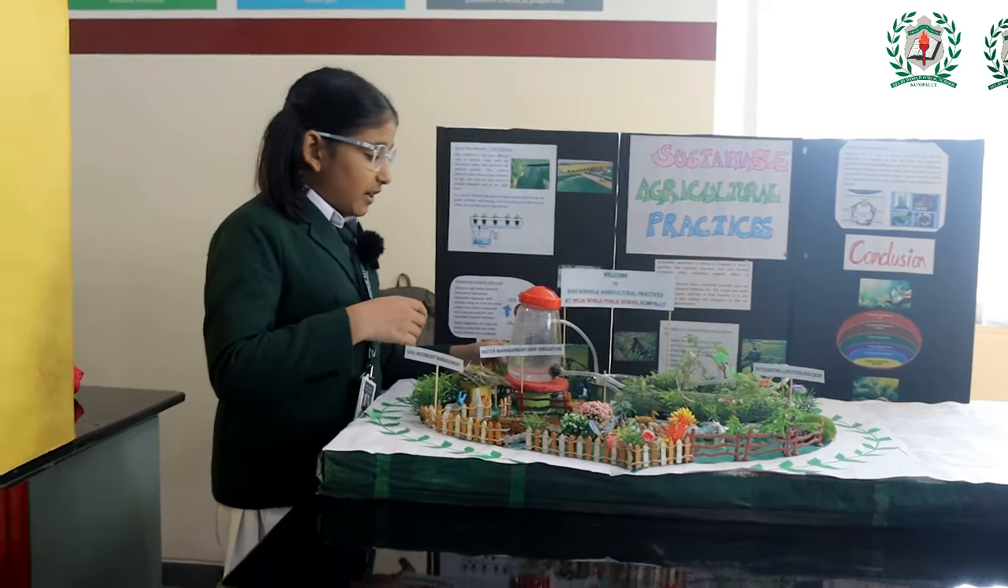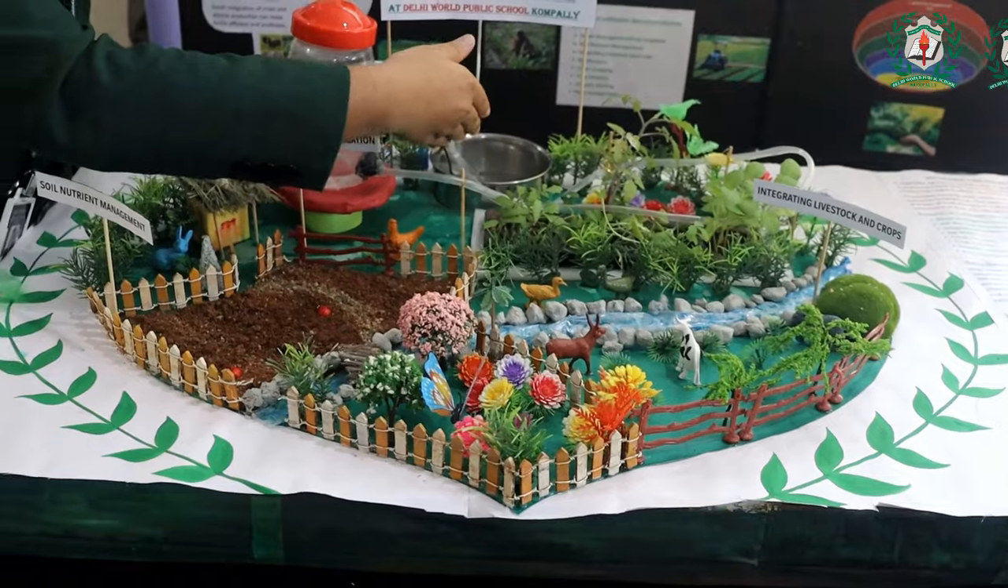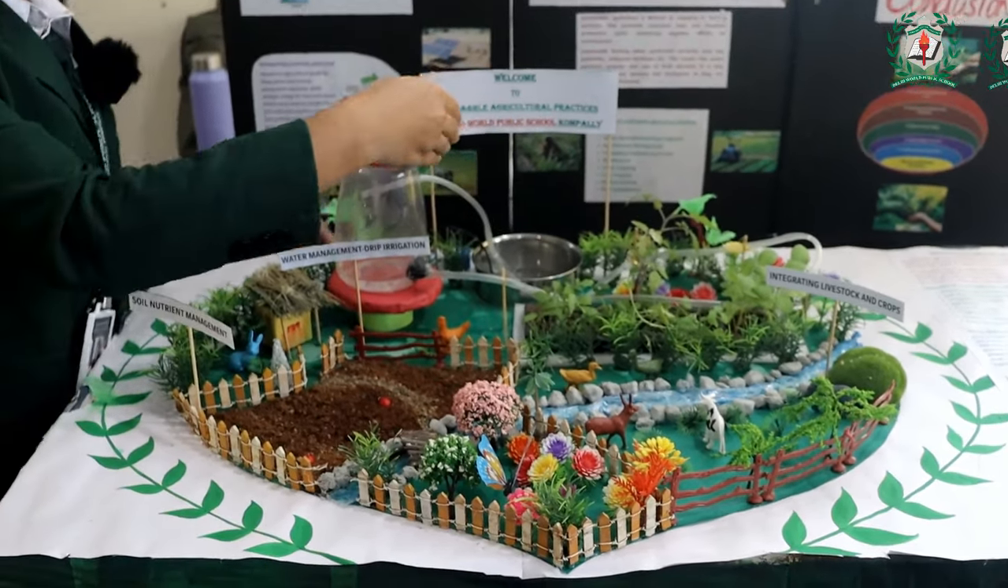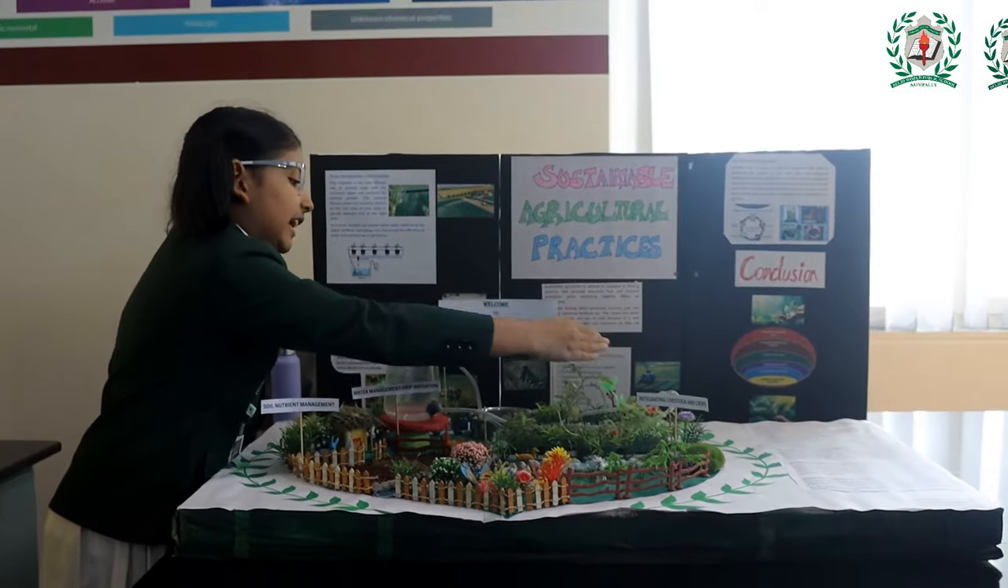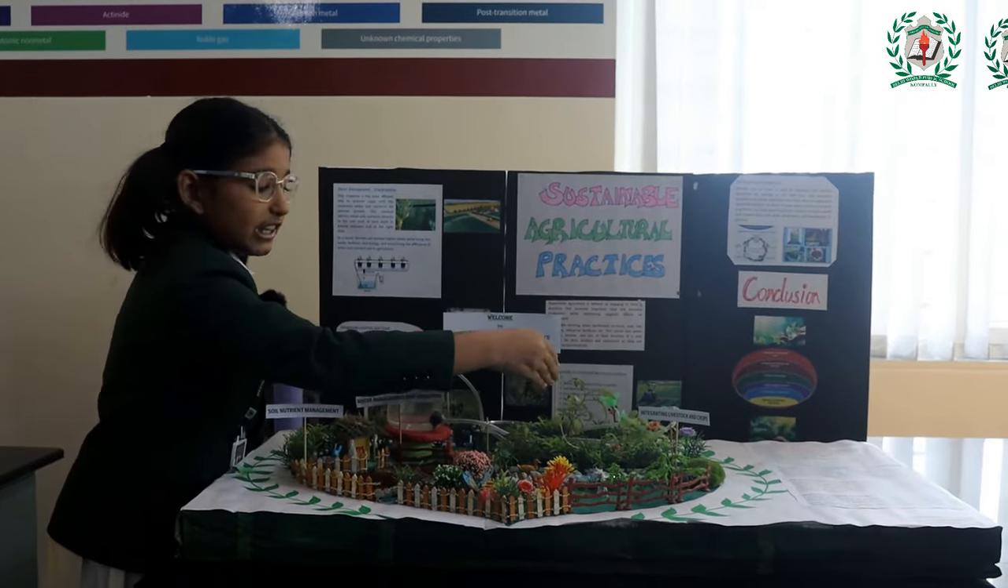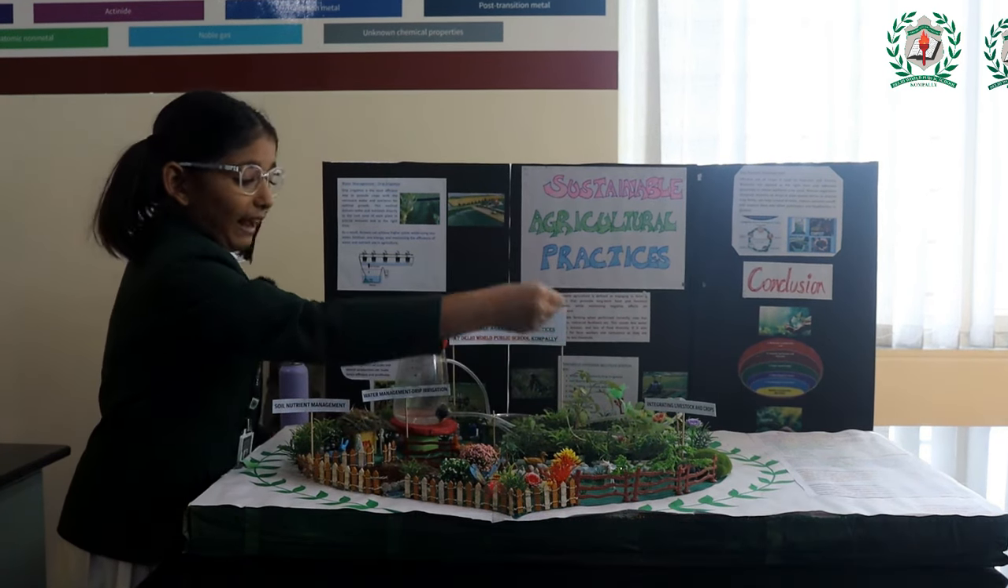So over here, drip irrigation. When I turn on the switch, there is a well, and there is a pump inside the well. There is a pipe connected to the well as well as the tank. The second pipe connected to the tank is also again connected to the well. There are drippers, holes made in the pipe, so they give water to the plants.